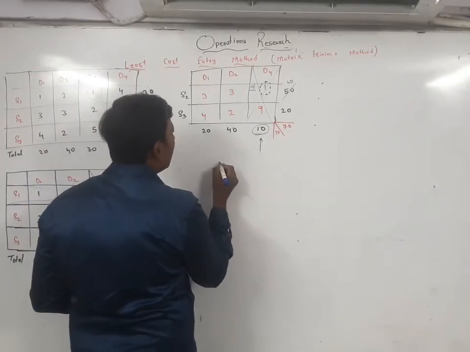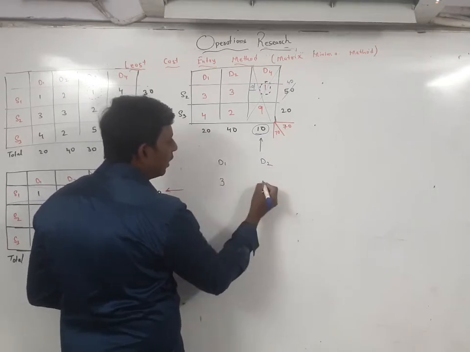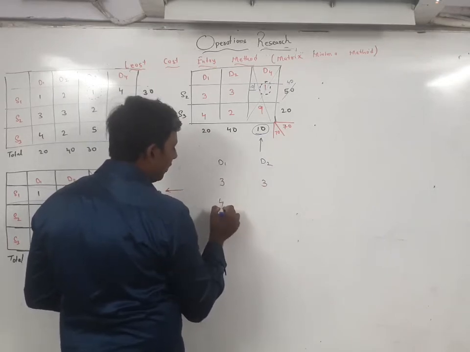After that, what is the remaining here? D1 is remaining. Next one is D2. What is the value here? 3. What is the value here? 3. What is the value here? 4.